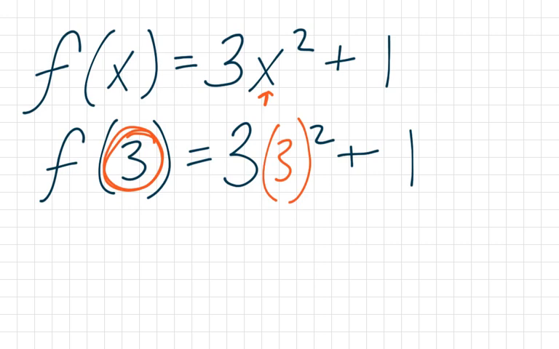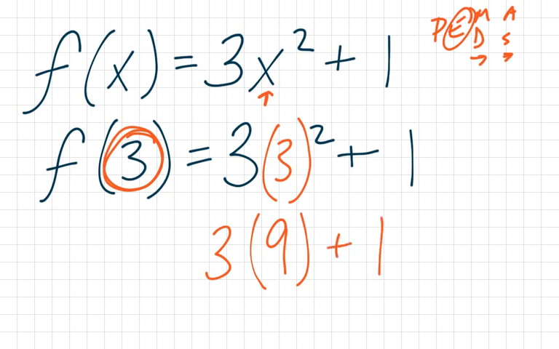We're going to square the red 3 first, and then we're going to multiply that value by 3, and then to that we'll add 1. So our order of operations, remember, is parentheses, exponents, multiplication and division at the same time from left to right, and addition and subtraction at the same time from left to right. So we're going to start with that exponent applied to that 3. 3 squared is 9.